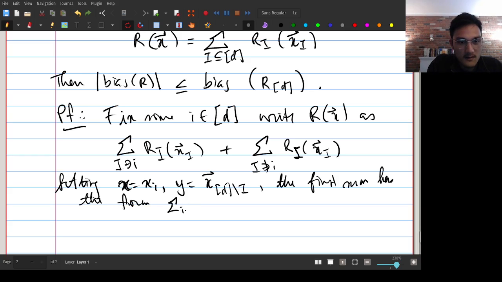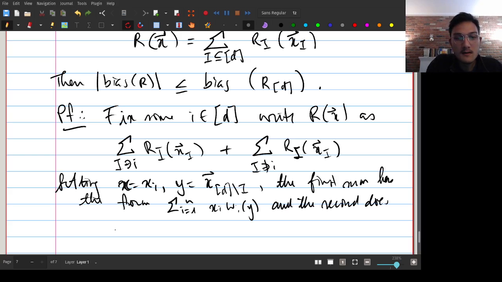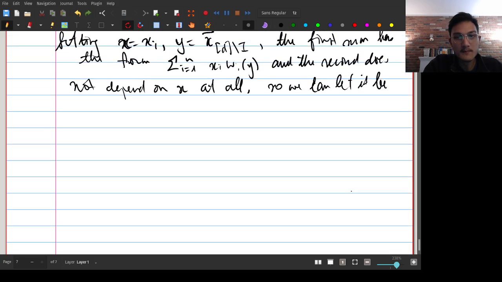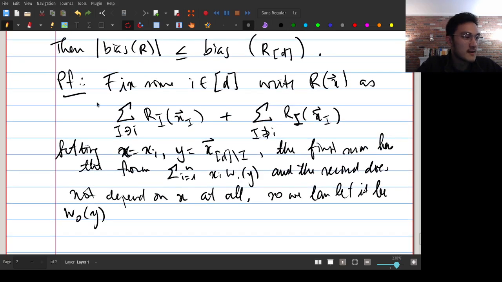the sum of j equals 1 to n of x_ij w_j(y), right? And the second does not depend on x at all. So we can let it be w_0 of y.